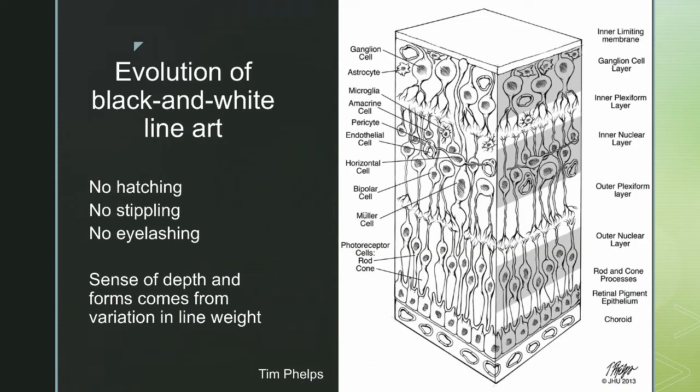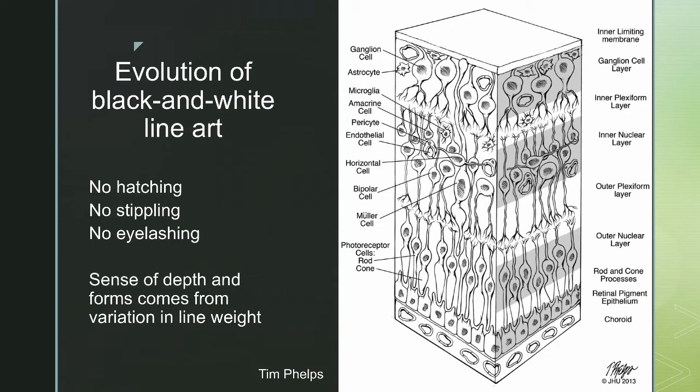Here's another example of Tim's work. Again, notice that there is no cross-hatching, no stippling, no eyelashing. The nuclei almost look like they have a sort of cross-hatching technique to them, but really that's just to make them look sort of ghosted by drawing the nuclei with little lines instead of drawing it as a solid black shape. It just makes them look a little bit lighter, so they look ghosted inside the cell.